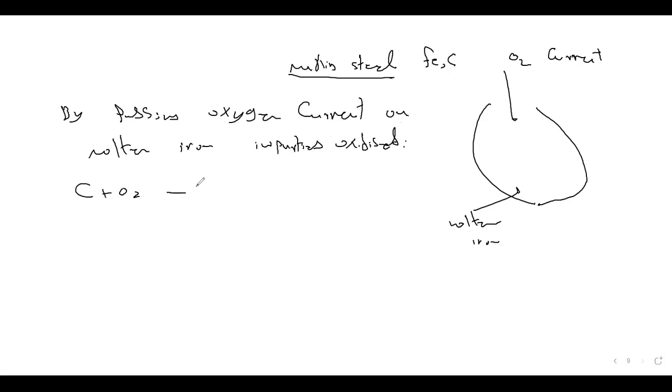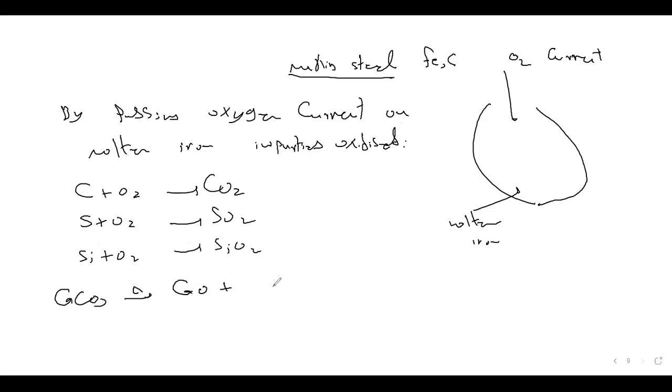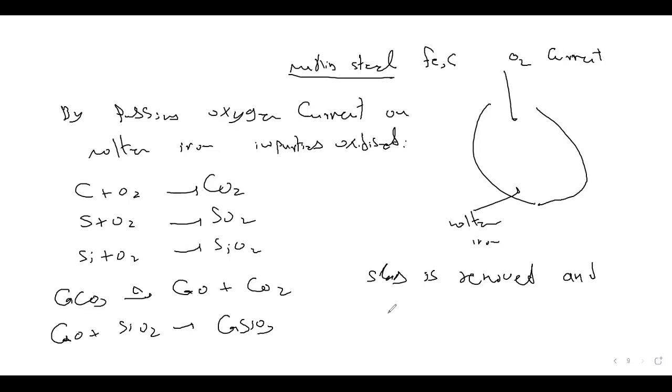Carbon reacts with oxygen to form carbon dioxide, gas evolves. Sulfur reacts with oxygen to form sulfur dioxide, gas evolves. And silicon reacts with oxygen to form silicon dioxide, which is sand. Then limestone is heated again to form lime and carbon dioxide. Calcium oxide then reacts with silicon oxide to form calcium silicate slag. Then slag is removed and carbon is added.